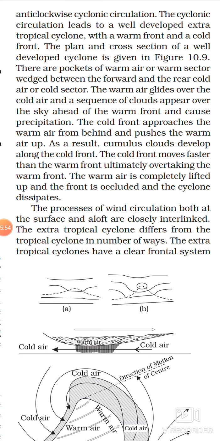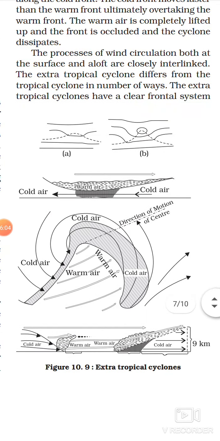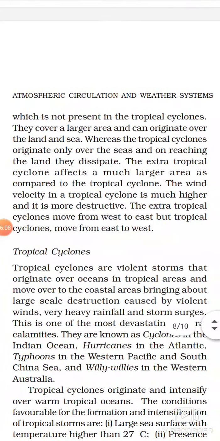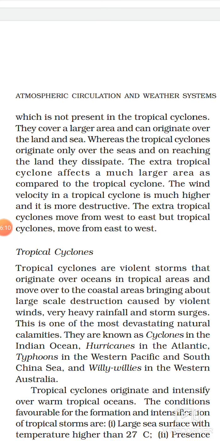The process of wind circulation, both at the surface and aloft, is closely interlinked. The extratropical cyclone differs from the tropical cyclone in a number of ways. The extratropical cyclones have clear frontal systems, which are not present in the tropical cyclones.